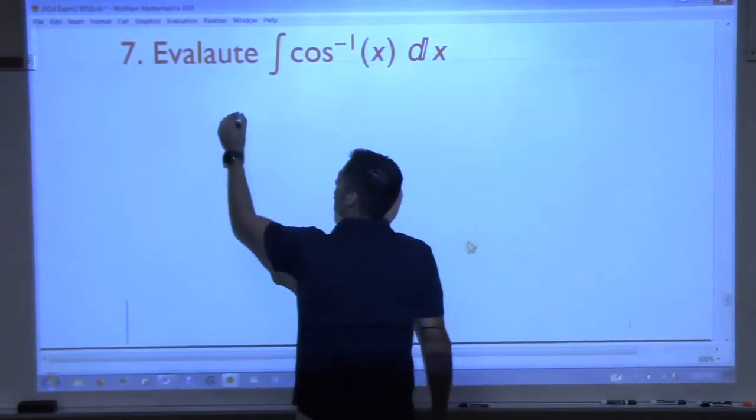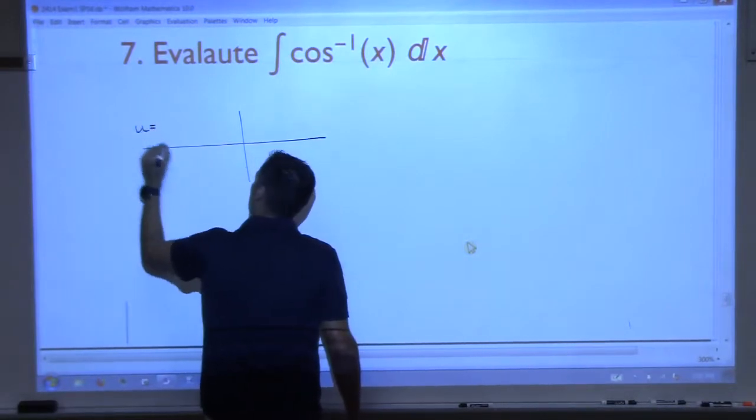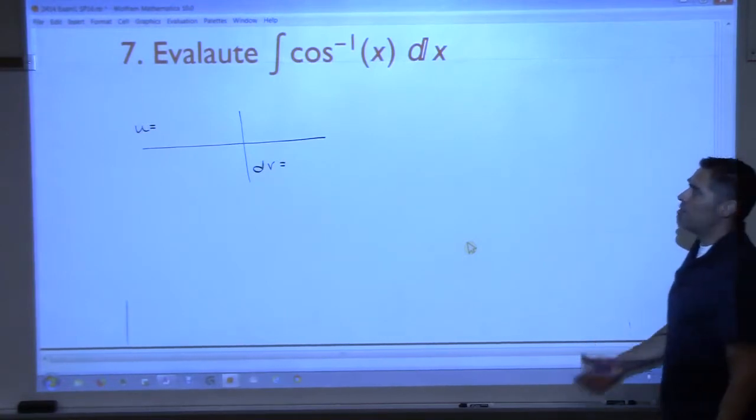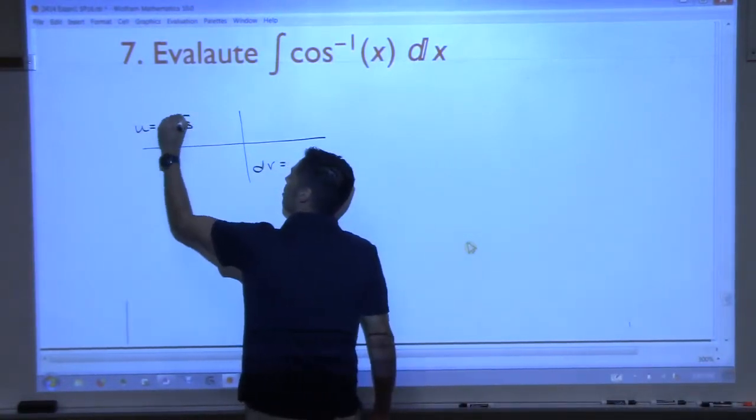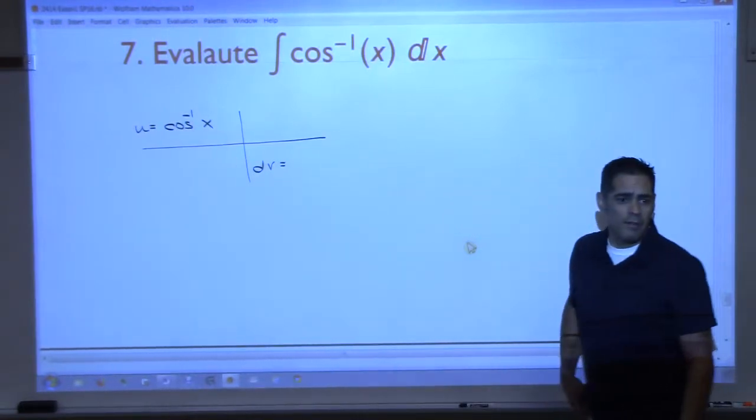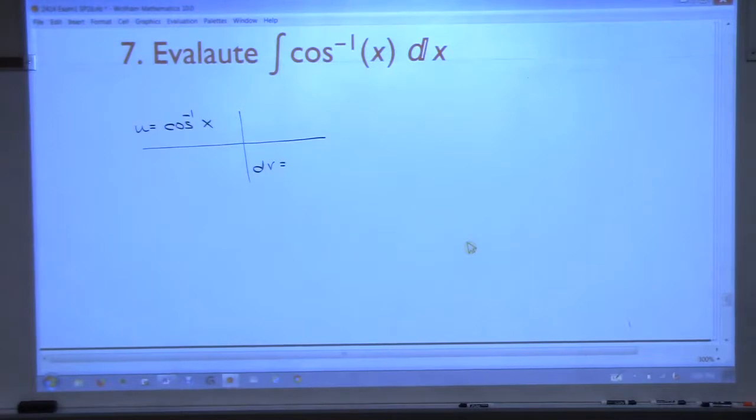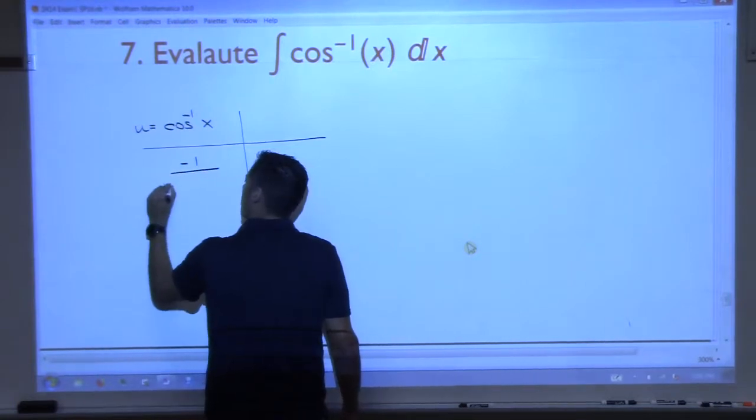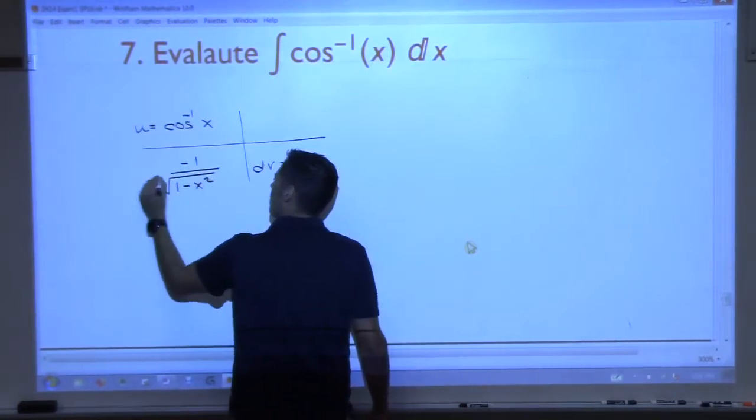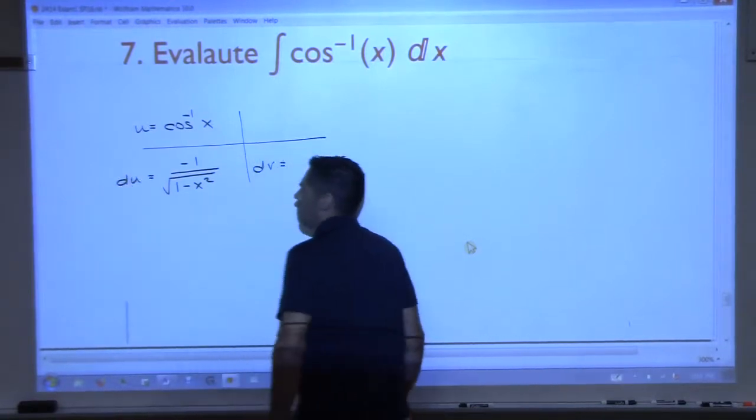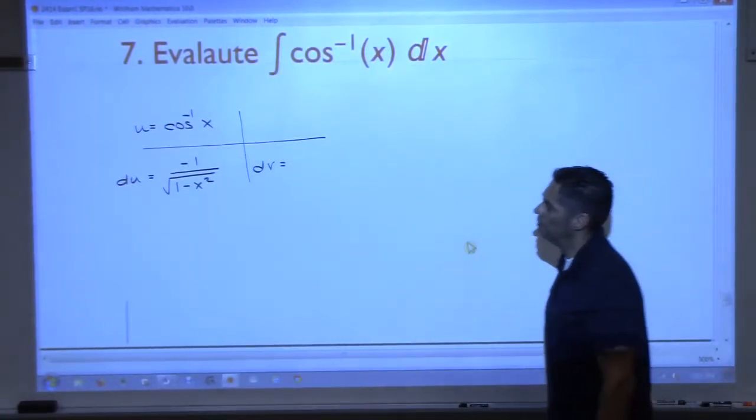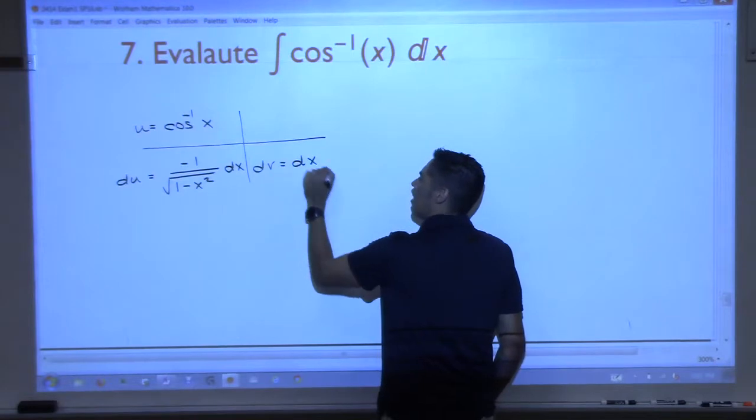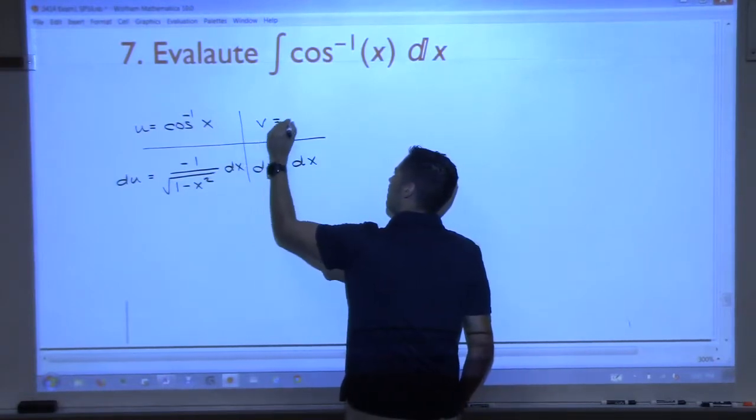So if you do your integration by parts, what is u going to be? The arc cosine of x. And if you're going to use this as your u, then you better know the derivative of it, and that's going to be on your formula sheet. So negative 1 over square root of 1 minus x squared dx. And then dv here has to be dx, and going up to v, you got just x, right?